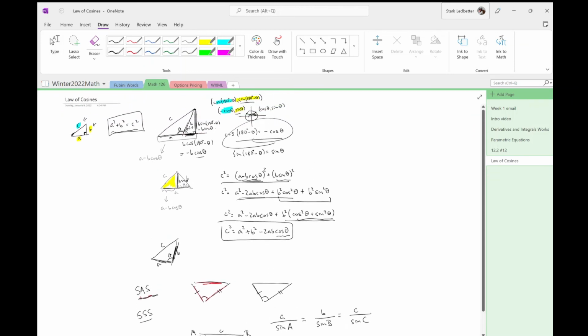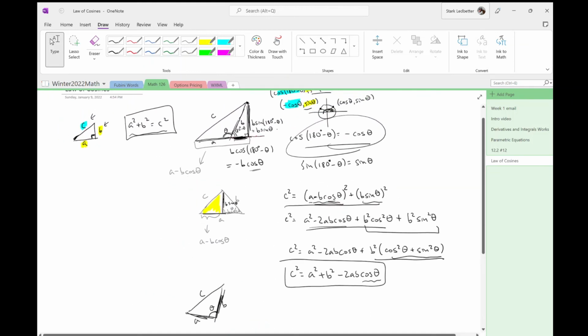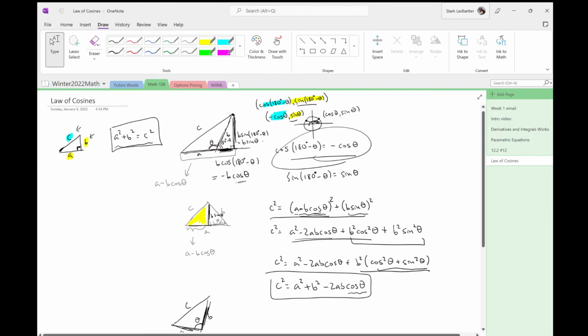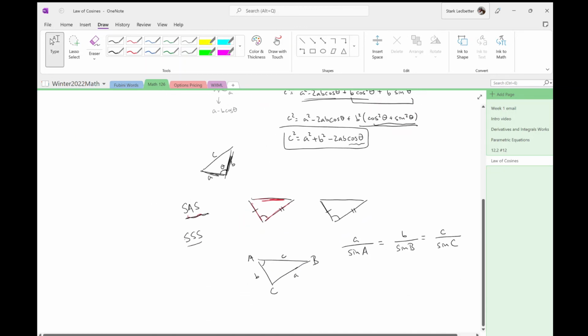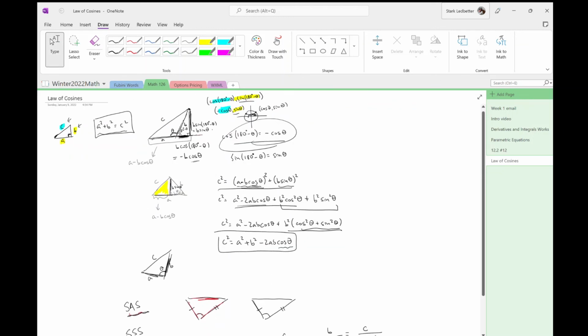In this class, what it'll be useful for is sometimes with vectors, they'll end up forming a triangle. It's not the most useful thing, but it does come up, and because it's part of high school math, we do expect you to know it. So hopefully that was a good refresher, and hopefully you are able to solve problems where the law of cosines comes up now.